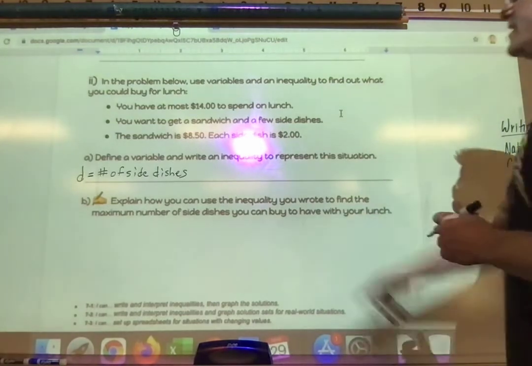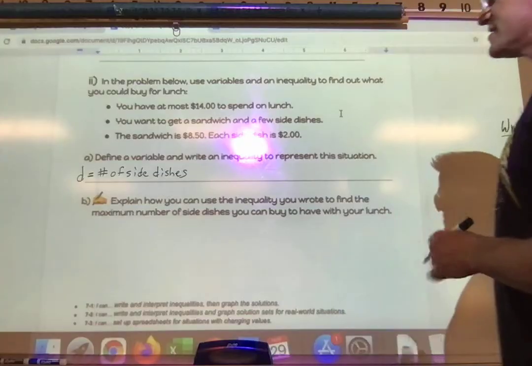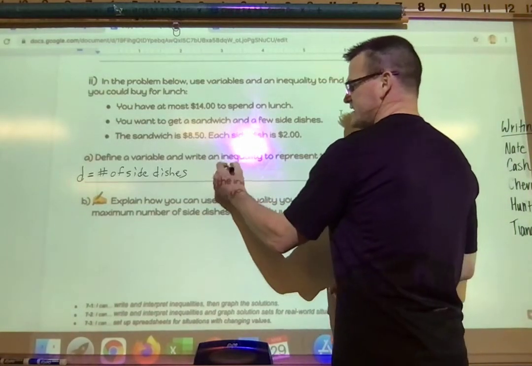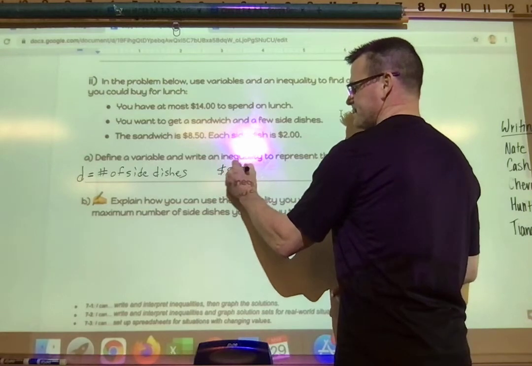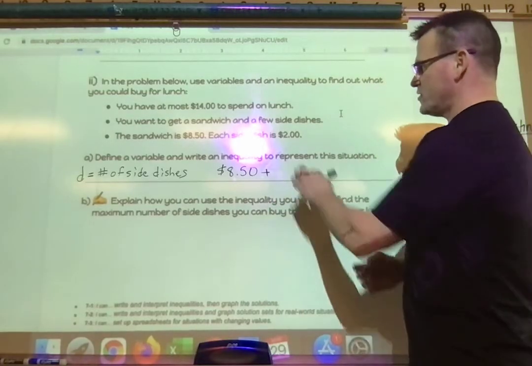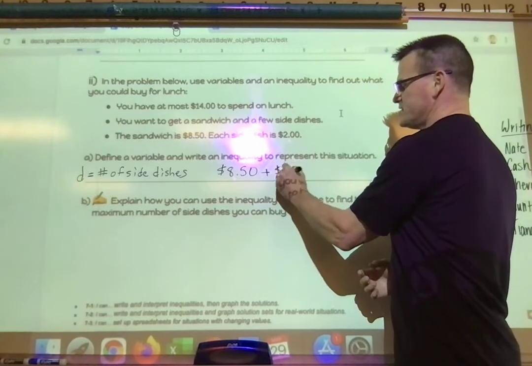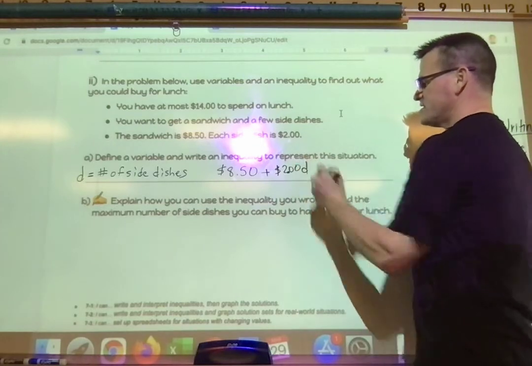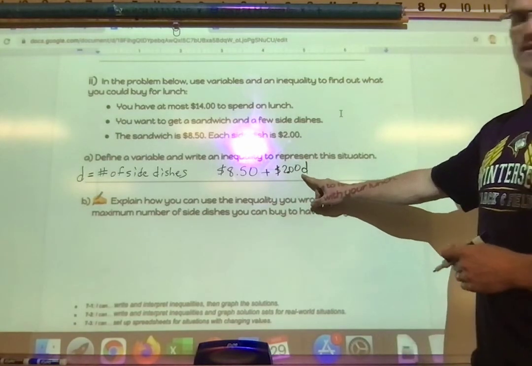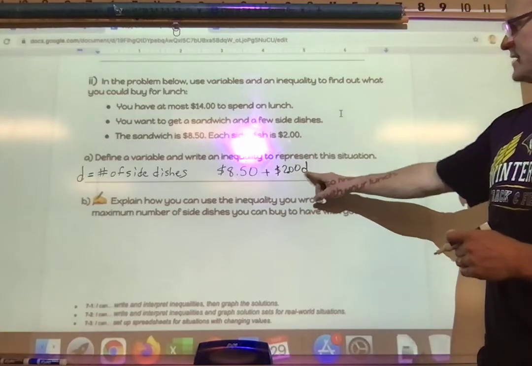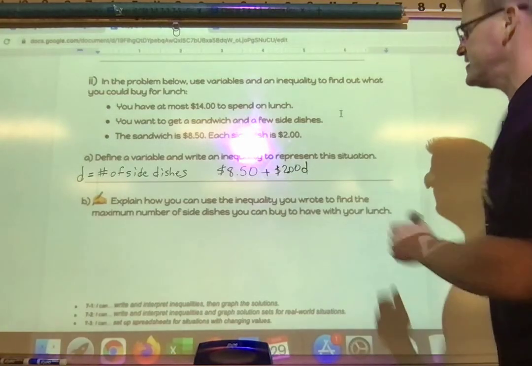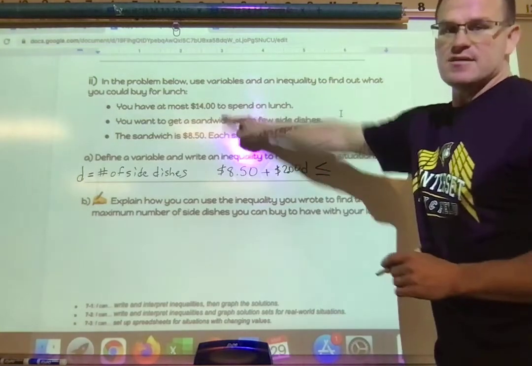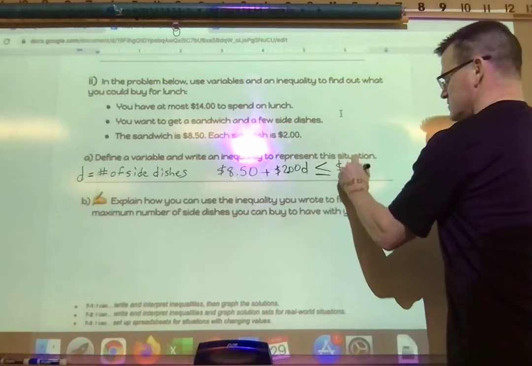So the inequality, I know that means like greater than or less than. It's things that aren't equal. To represent this, well, I know the sandwich is $8.50 plus the side dishes I can afford. Well, I know each side dish costs $2, so it would be $2 times each side dish, and I called that the number of side dishes, we just called D. So I'd have to take $2 times each side dish and then add that to the $8.50, and that has to be less than or equal to $14, because I only have $14.